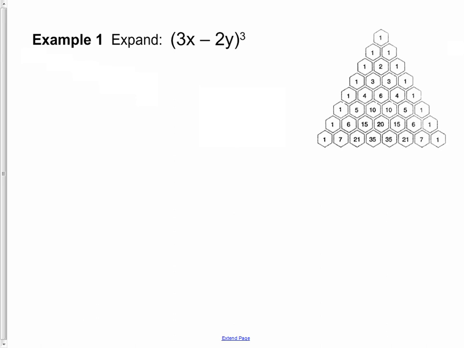Okay? So when we go through and use Pascal's triangle, this would be what we're going to use when it's the first power, second power, third power, fourth power, and we just keep going down. This would be fifth power, sixth power, and seventh power. Okay? So this is a third power, so I'm going to use this line right here.